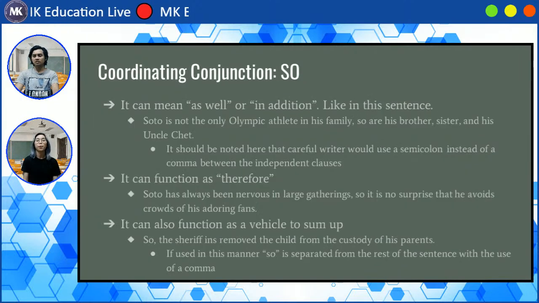Okay, so this is the last one. The coordinating conjunction "so". It can mean as well or in addition. If you can remember, "yet" also has that function too.